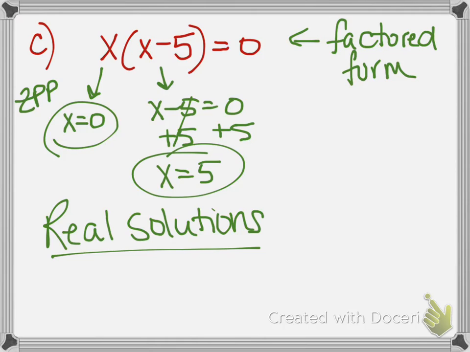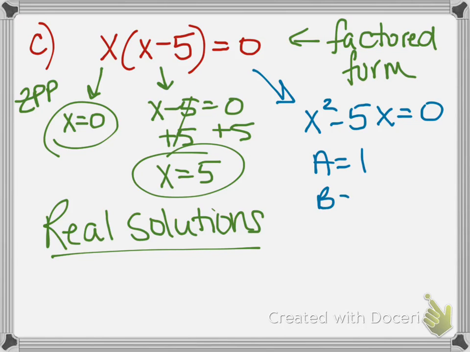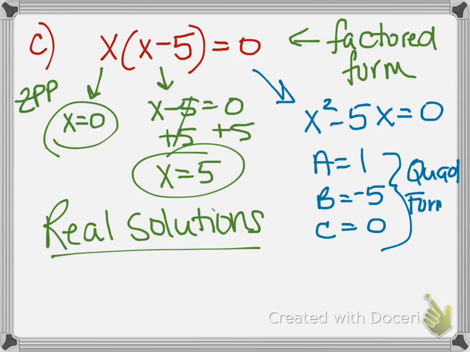Okay? If you did not pick up on that, then maybe you started out by distributing and you got x squared minus 5x equals 0 and decided to use the quadratic formula. And that's fine too. You should still get the same solutions. So here you would have A is 1, B is negative 5, and C is 0 because your constant is missing. And then you could put this into the quadratic formula. Again, you should still get x equals 0 and x equals 5. It's just a little bit of a longer way of solving it, but it's absolutely fine to do that.